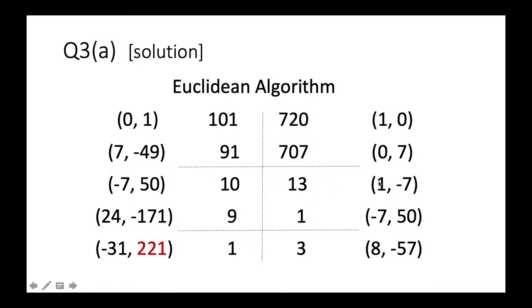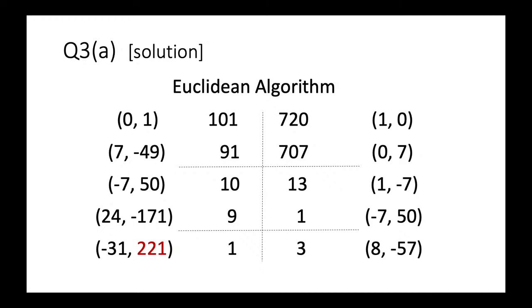91 is 7 times of this value. So the bracket here is 7 minus 49. We do this again and again. We will find out that the value of 1 can be expressed as minus 31 times 720 plus 221 times 101. In such a case, we find out that the inverse of 101 is this number, 221.